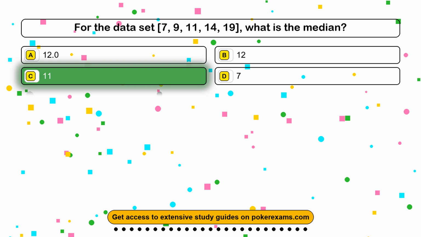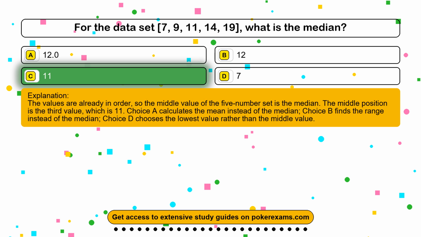The correct answer is option C, 11. The values are already in order, so the middle value of the 5 number set is the median. The middle position is the third value, which is 11. Choice A calculates the mean instead of the median. Choice B finds the range instead of the median. Choice D chooses the lowest value rather than the middle value.